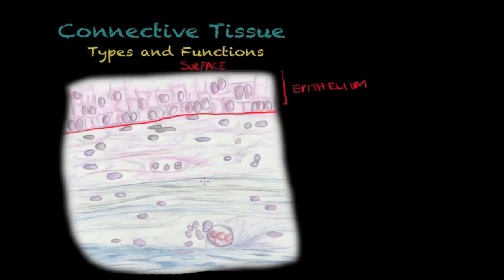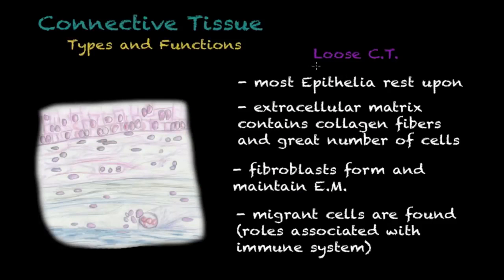Right underlying my epithelium, I usually find a type of connective tissue which I would like to discuss, and this is loose connective tissue. And going inwards, I'm going to find another type that I would like to briefly talk about, which is called dense connective tissue. I would like to give you some words on loose connective tissue first.